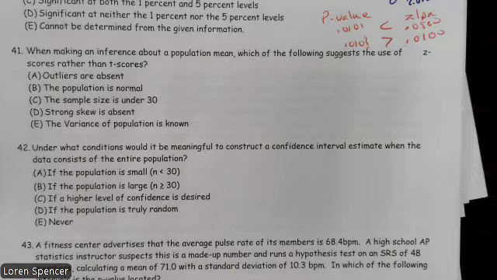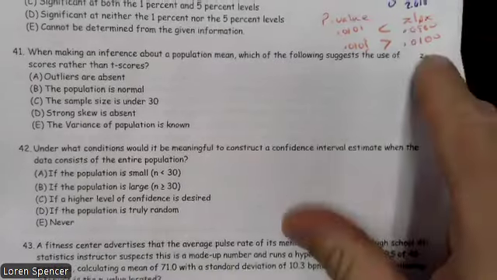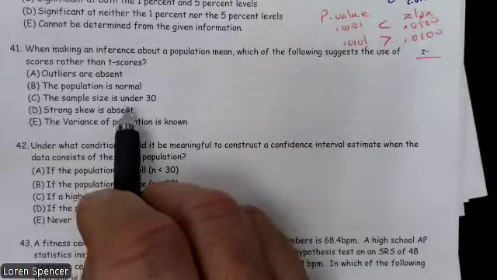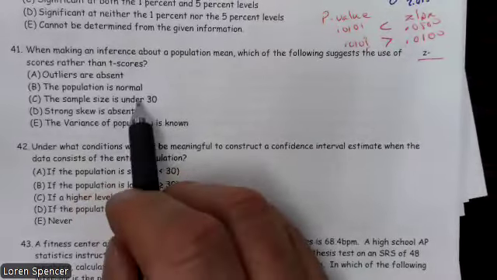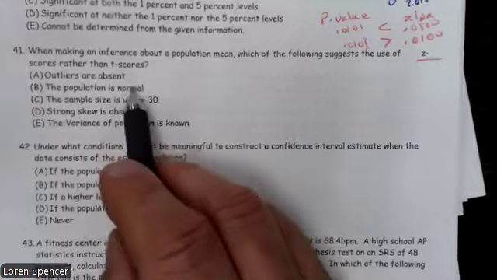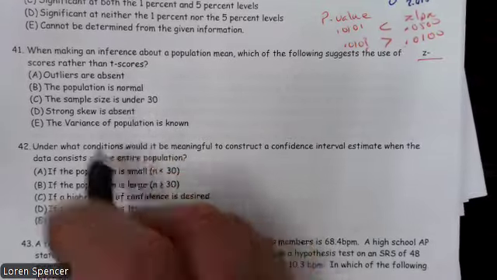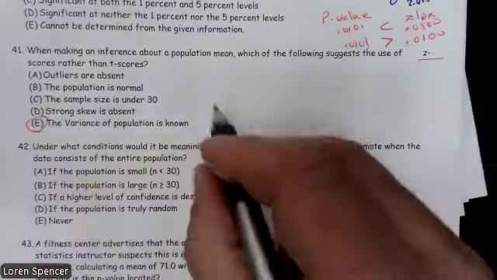When making an inference about a population mean, which of the following suggests the use of z-scores rather than t-scores? All right, we use z-scores when we know the standard deviation of the population. Outliers are absent, true. Population is normal, true. Sample size is under 30. The variance of the population is known.